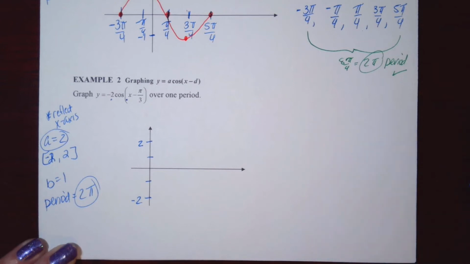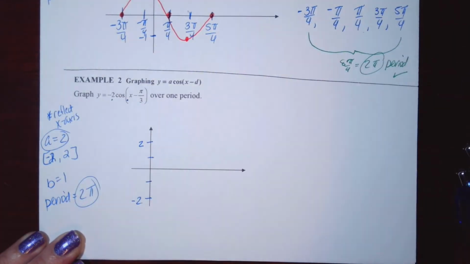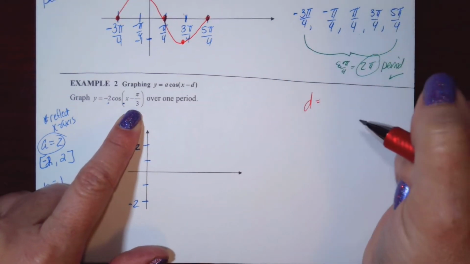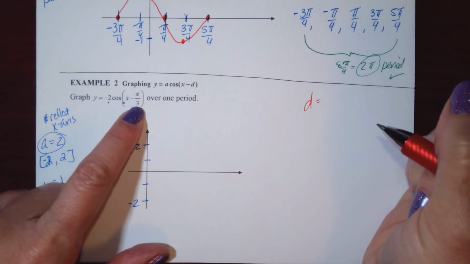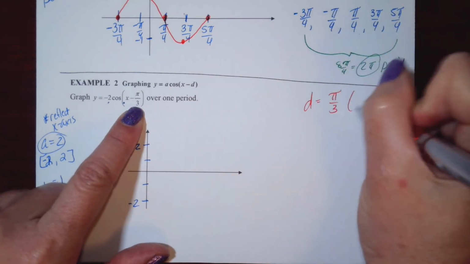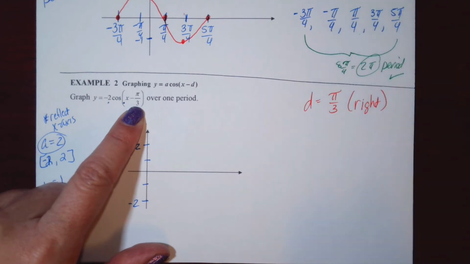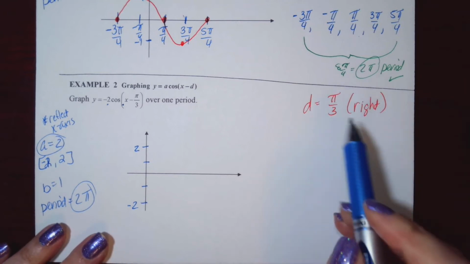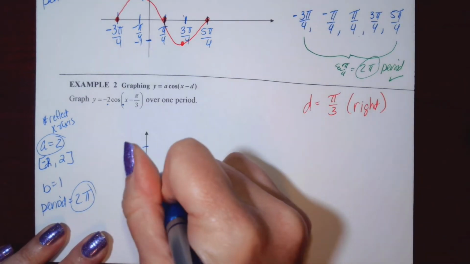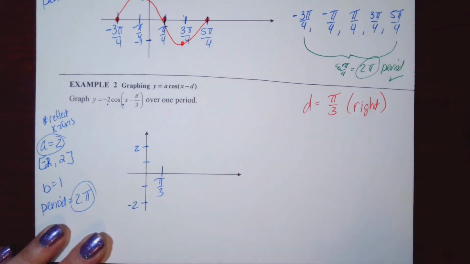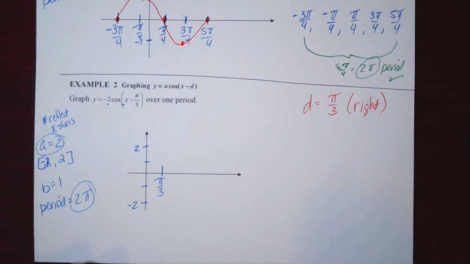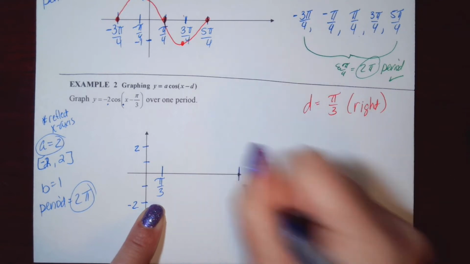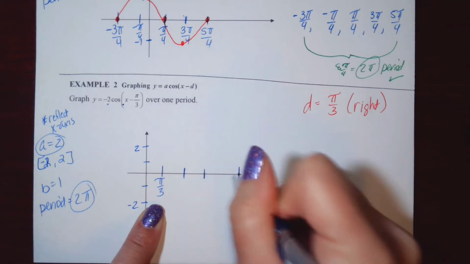The new thing, the thing that we are focusing on new here, is this value for D, this phase shift. Now, it's x minus, so that means I have plugged in a positive pi third, and my phase shift is going to be to the right. My first major point on my graph is going to be at a positive pi third. And I know that I want to divide my x-axis into 4 equal intervals from that pi third.